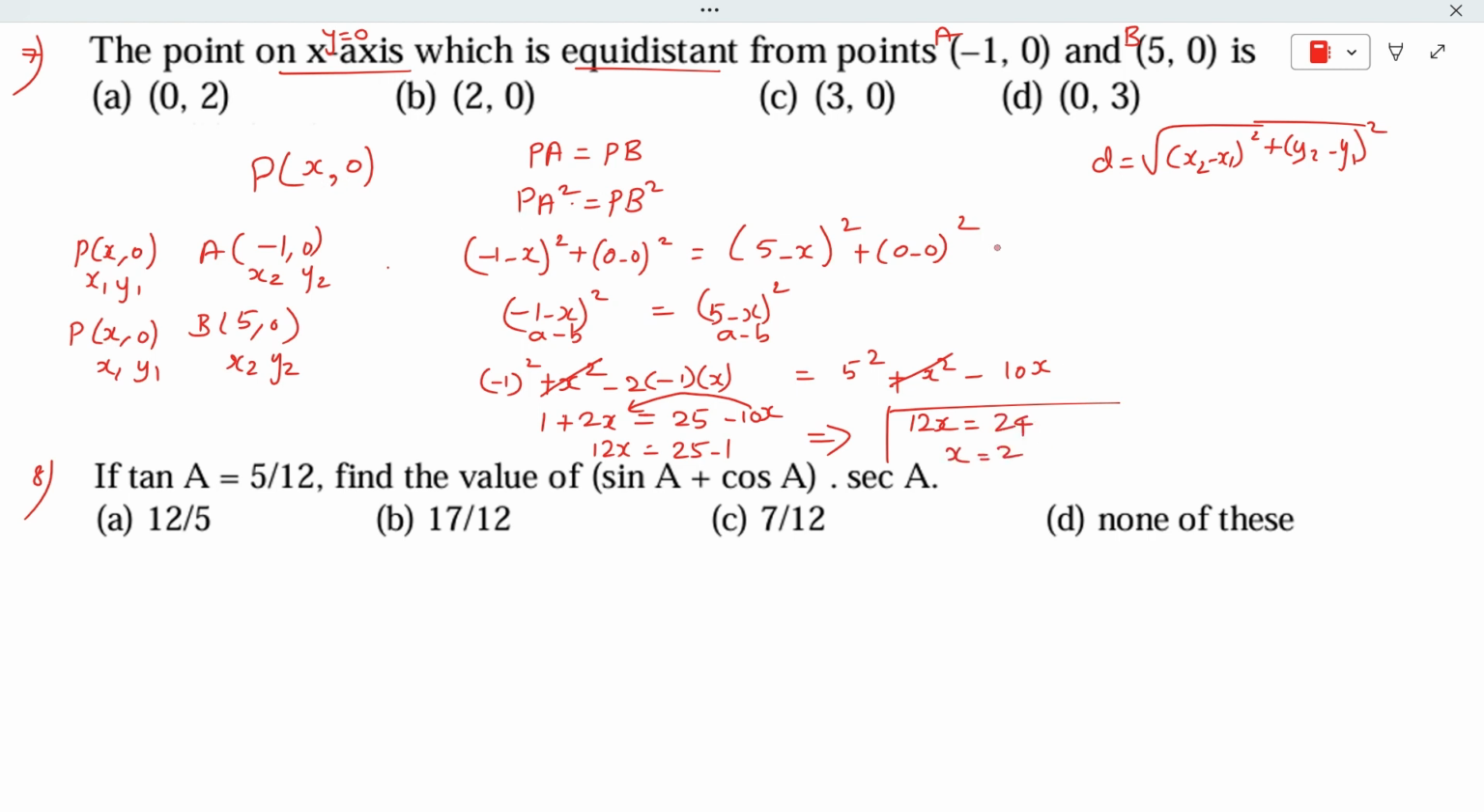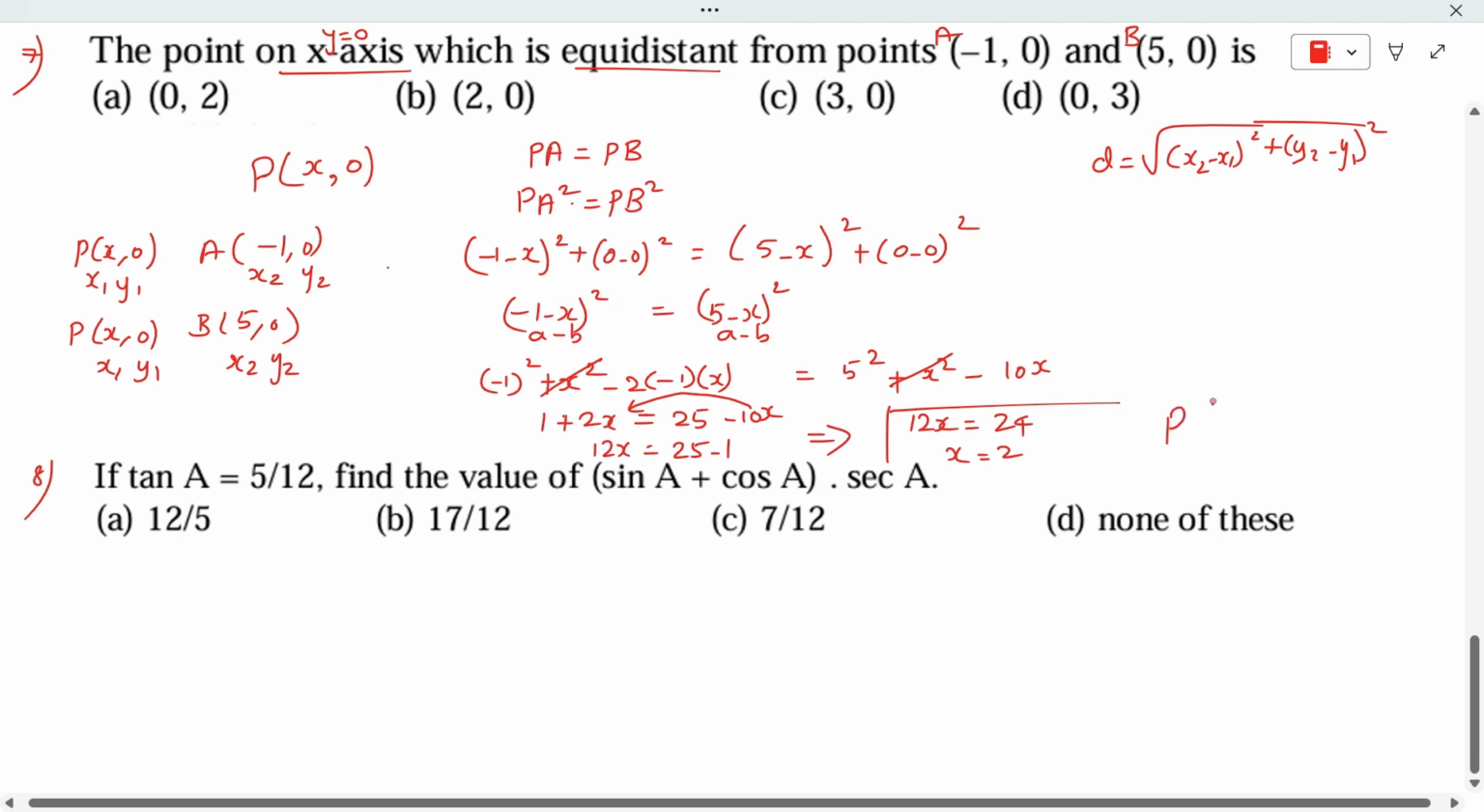So now I'm going to substitute in the point x comma 0, that is 2 comma 0. So this is the point on the x-axis. So the option is B.